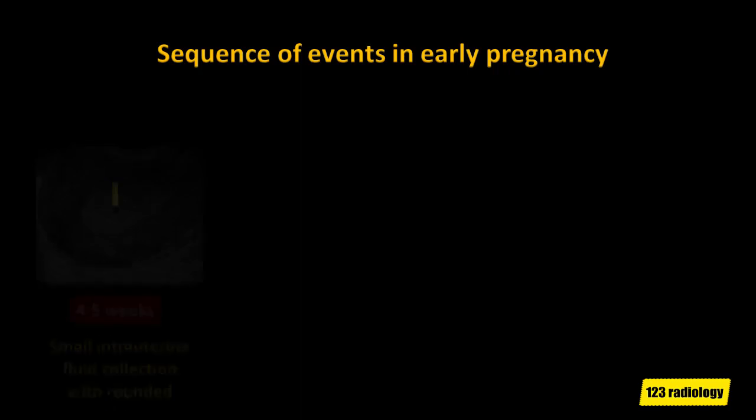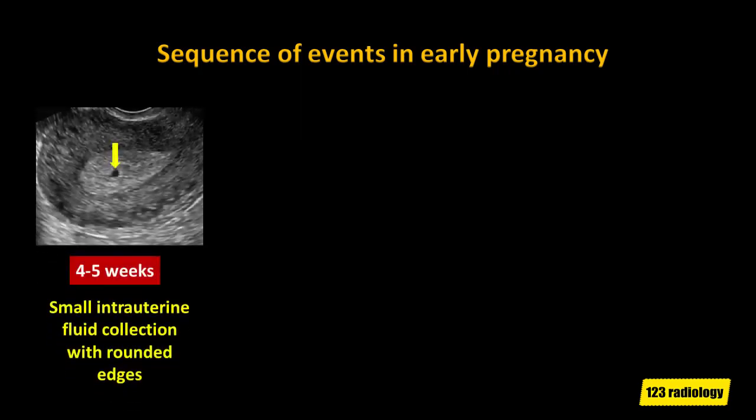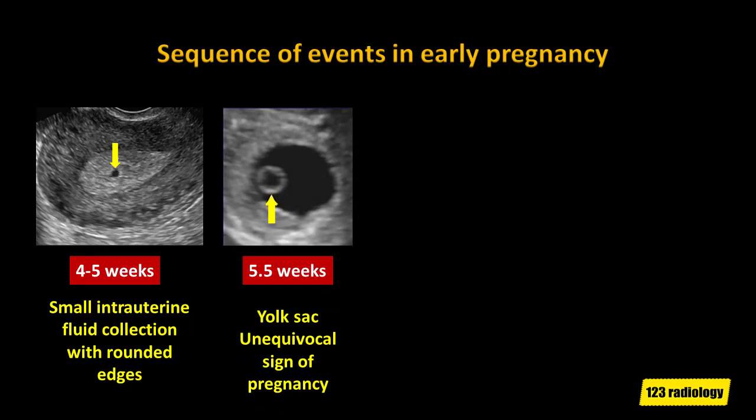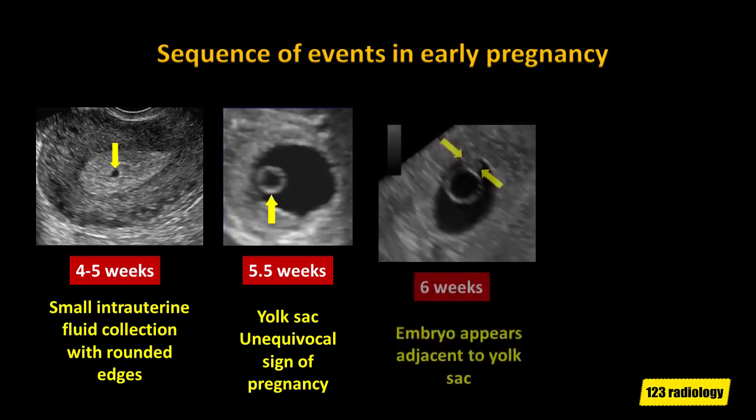Before we go deep into the criteria for pregnancy failure, we will do a quick review of normal early pregnancy. So, here is the sequence of events in early pregnancy. On the image here on the left, we have a very small intrauterine fluid collection with rounded edges, and that is one of the earliest signs of intrauterine pregnancy. Next we have a sac that contains a yolk sac, and this occurs at 5.5 weeks of pregnancy. And this is an unequivocal sign of a pregnancy.